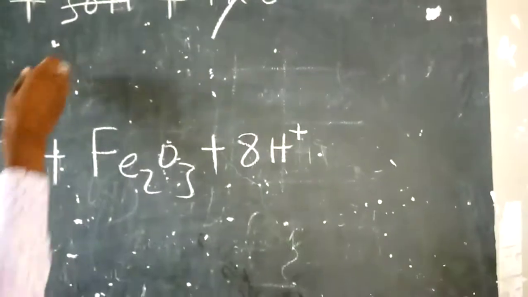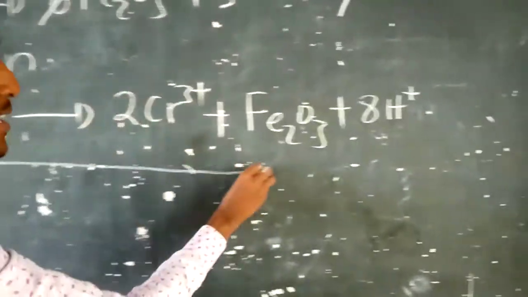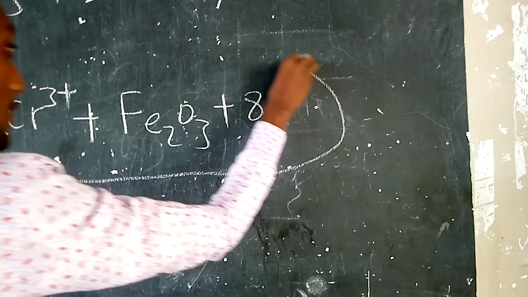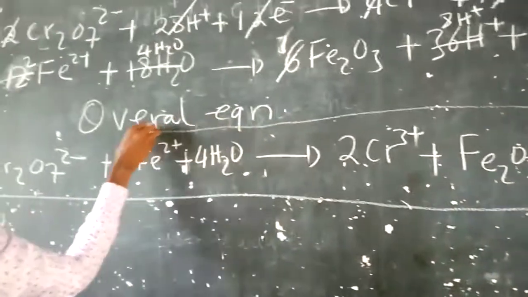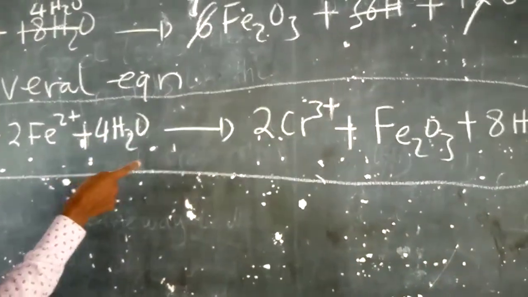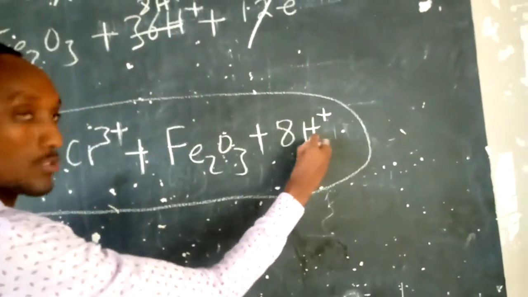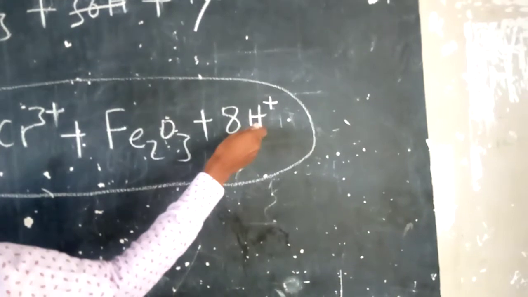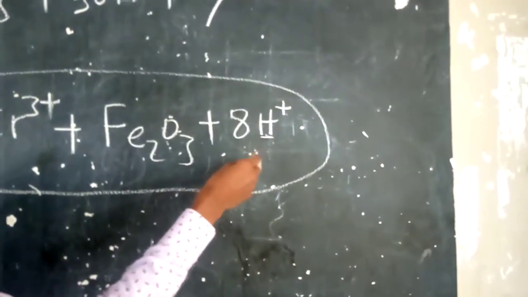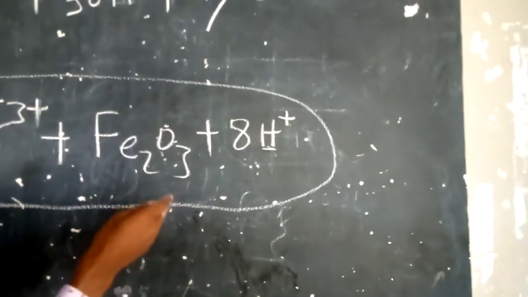Now, this is our overall balanced equation in acidic medium. Understood? What does this equation mean? It is acidic because of these hydrogen protons. These hydrogen protons represent the acidic conditions, meaning this equation is in acidic medium.